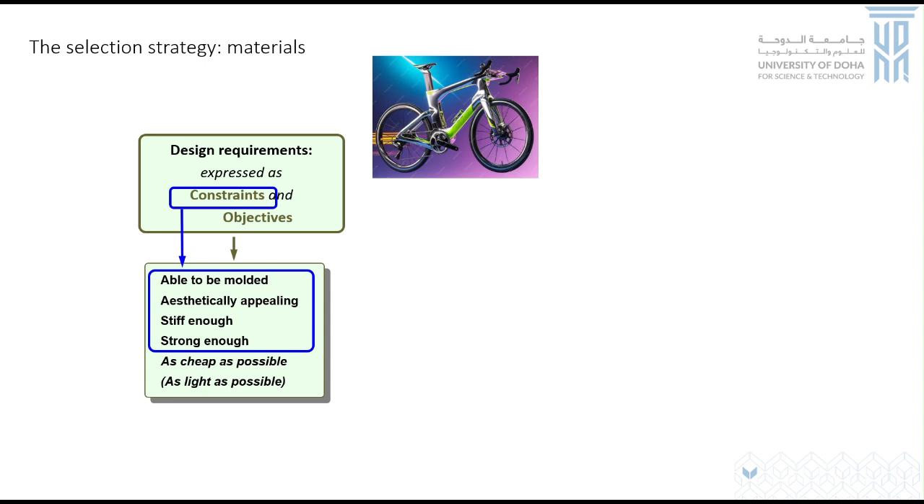Similarly, for many objects, aesthetic appeal is also very important. So what kind of surface finish you can achieve with that particular material. Those become your constraints, along with the mechanical constraints like stiffness and strength. And then the objectives are things like being as cheap as possible, being as light as possible. So those are your objectives. This is basically what we mean by translation, and from that translation, identifying the constraints and objectives.